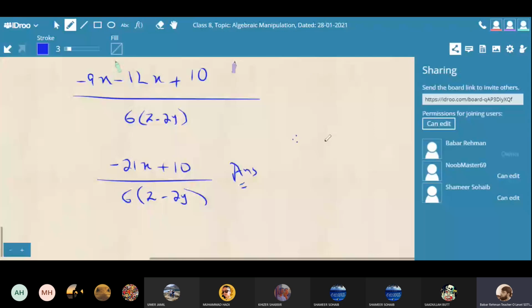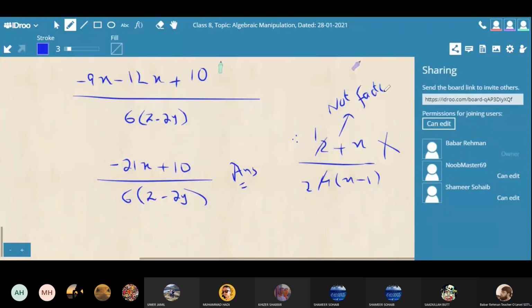Keep one thing in your mind again. 2 plus x upon 4x minus 1. If anyone does it like this, cancelling 4 and 2, this will be incorrect. Do you know why this is incorrect? This is not factorized. That is why we cannot cancel. Okay, students.